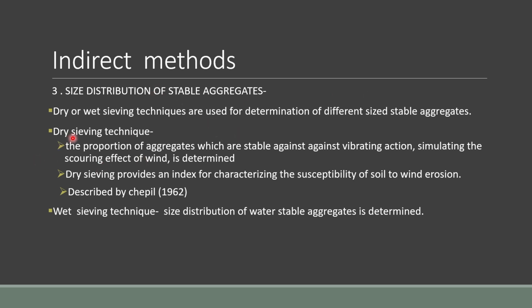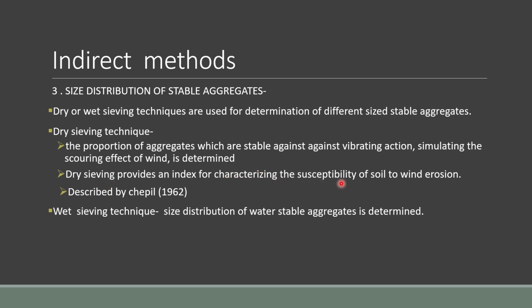The first one is the dry sieving technique. In this technique, the proportion of aggregates which are stable against the vibrating action of the scouring effect of wind is determined. We know dry soil is subjected to wind erosion. So in the dry sieving method, we see the percentage of aggregates which are very resistant to wind erosion. Dry sieving provides an index characterizing the susceptibility of soil to wind erosion.